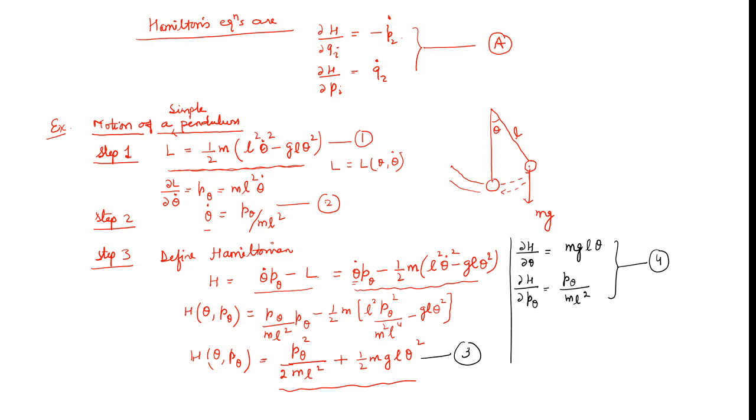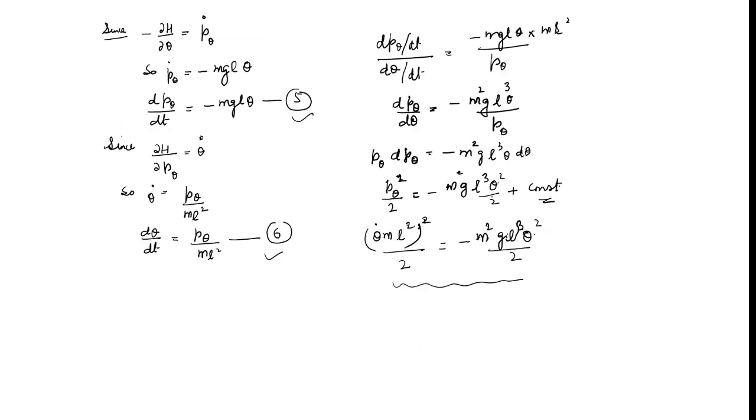In first step you write down the Lagrangian. In second step you find theta dot or r dot or whatever velocity variables are there. In step 3 define Hamiltonian and then write Hamilton's equations of motion, which is in fact step 4. So this is all about the derivation of Hamilton's equations of motion by Hamilton's principle and then its application. Thank you so much.